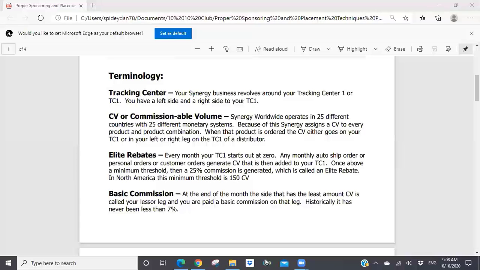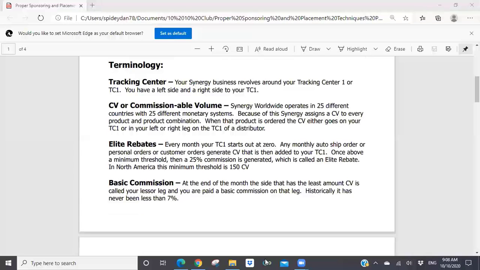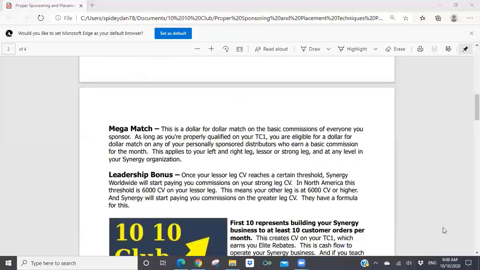And as distributors, people that you sponsor into Synergy Worldwide, we have the ability to earn what are called mega matches. For every person that I've personally sponsored into Synergy Worldwide, as long as I'm qualified on my tracking center 1 and they earn a basic commission, I earn a dollar for dollar match on their basic commission.